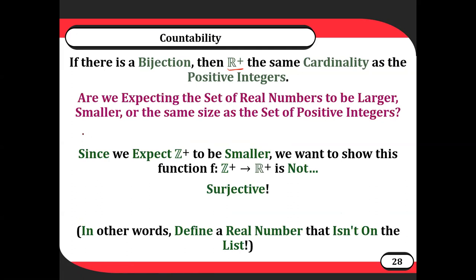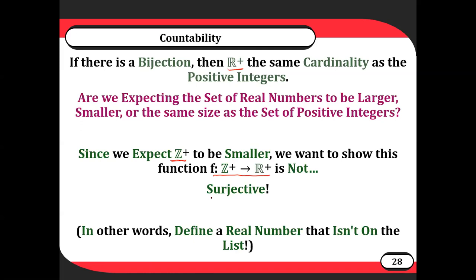I guess I didn't quite get to this slide in terms of setting it up for the reveal. So let's just walk through it. Are we expecting the set of real numbers to be larger, smaller, or the same size as the positive integers? The real numbers include all the rational numbers, but also all the numbers with an infinite number of decimal places, so the irrational numbers. Since we've already shown that the rational numbers have the same cardinality as the set of positive integers, we would expect that the set of positive reals is going to be larger.